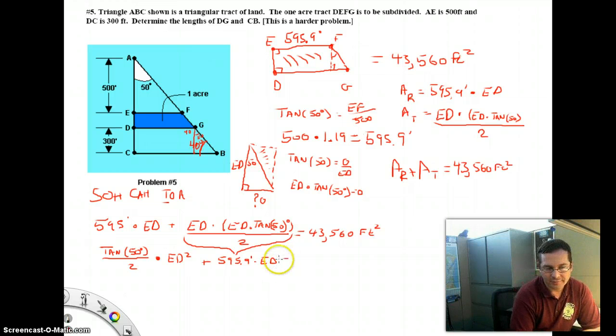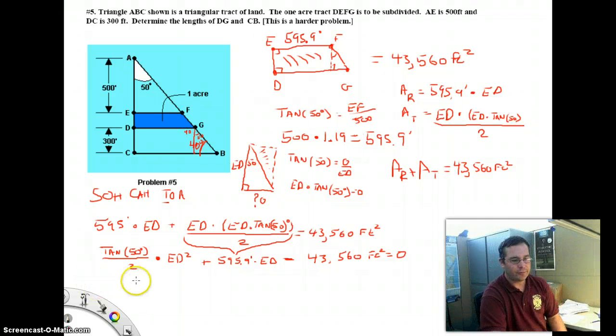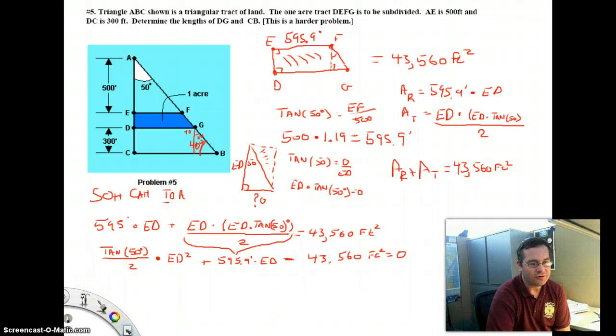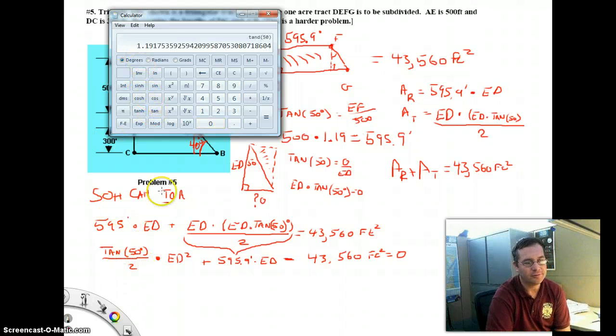equal, and then what I'm actually going to do is subtract 43,560 square feet from both sides. The reason is I'm trying to get the right side of this equal to 0. Now, before we go any further, I want to clean this up a little bit by getting rid of the tangent 50. So let's pull that up on the calculator. So again, 50 degrees, I'm in degree mode. Take the tangent, and what was I doing to it in the formula? I was dividing by 2, so I'll divide by 2.